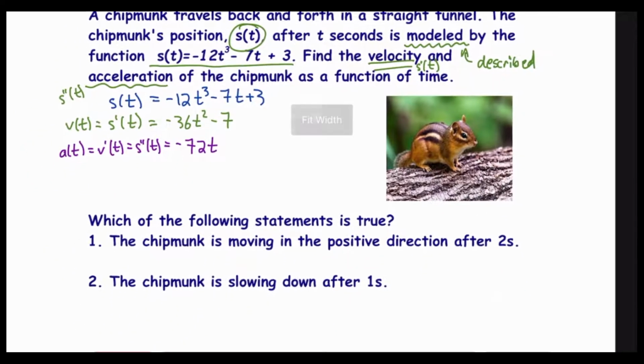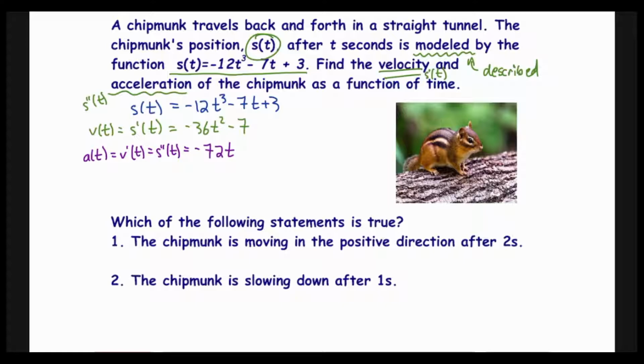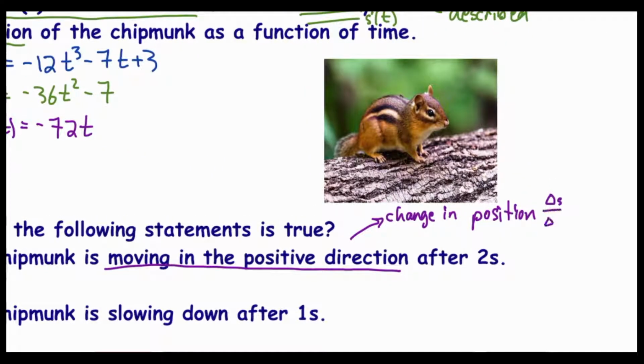Now let's answer some questions about the chipmunk. Which of the following statements is true? The chipmunk is moving in the positive direction after 2 seconds. Well, let's find out. What does it mean by moving in a positive direction? Moving in a positive direction means it's changing its position. So we want to describe the change in position. Which function describes change in position? Well, change in position, delta d, or I guess we're using s here, over change in time, that kind of sounds like velocity to me. And velocity is our first derivative.